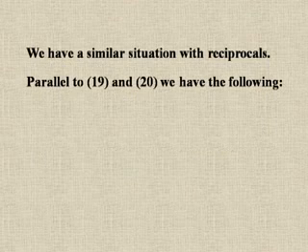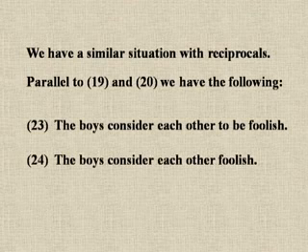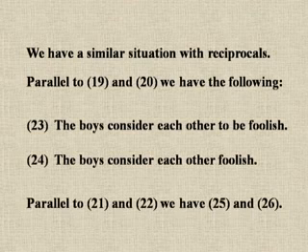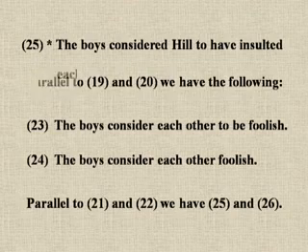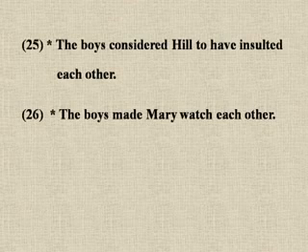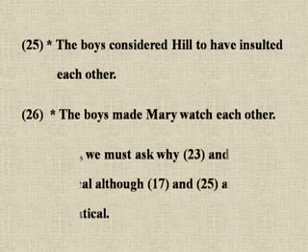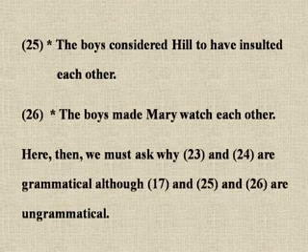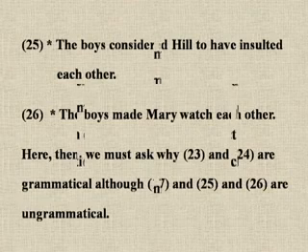We have a similar situation with reciprocals. Parallel to (19) and (20), we have the following. The boys consider each other to be foolish. The boys consider each other foolish. Parallel to (21) and (22), we have (25) and (26). The boys considered Bill to have insulted each other. The boys made Mary watch each other. Here, then, we must ask why (23) and (24) are grammatical, although (17), (25) and (26) are ungrammatical.